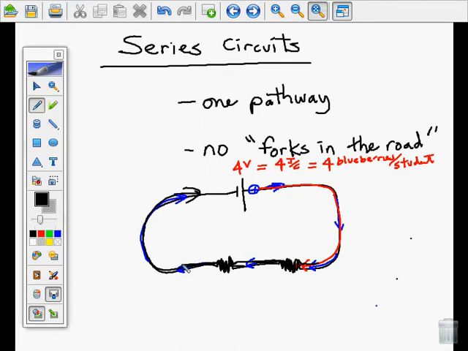They're only going to be using up 2 joules for every coulomb that goes through, or 2 blueberries are going to be chomped down. So they're not going to be using as much energy per second, so they're going to have a lower power wattage rating, and they won't be as bright. So that's what I want to show you with my little demonstration here right now.